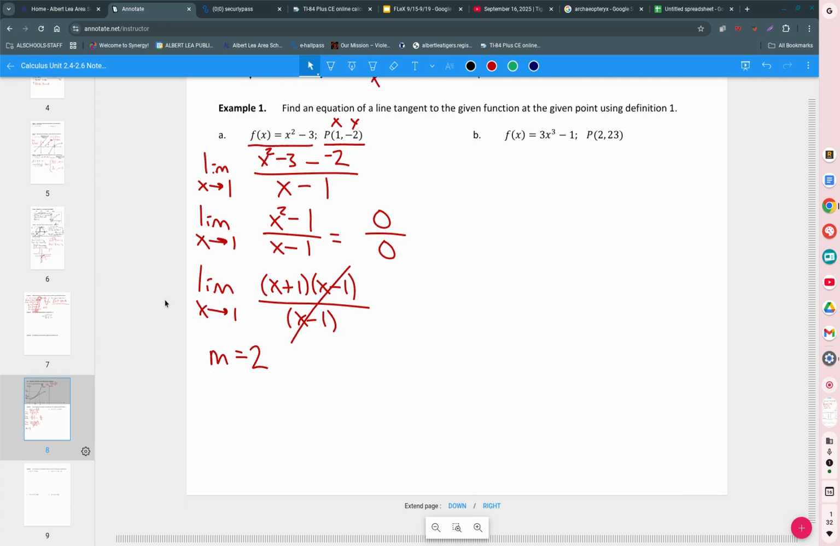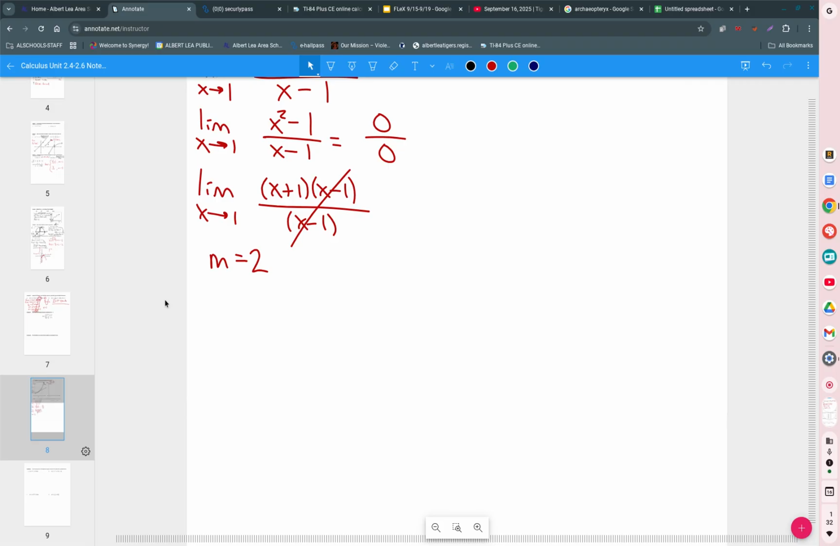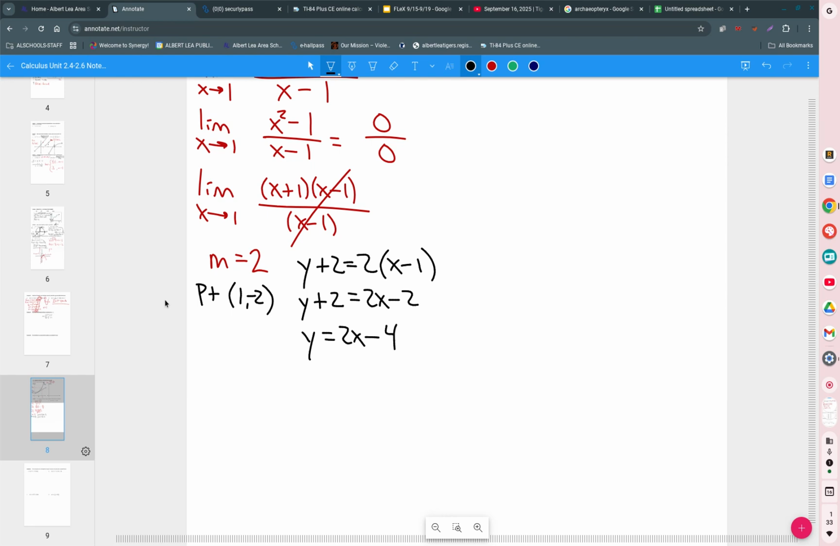It says find the equation of the line tangent. I have the slope is equal to 2. What is the point that it went through? 1, negative 2. So I can go ahead and use y minus y1, or y plus 2 is equal to 2 times x minus 1. We can now write our equation for our line. Y plus 2 is equal to 2x minus 2. Subtract that 2, y is equal to 2x minus 4. Take out your graphing calculator.